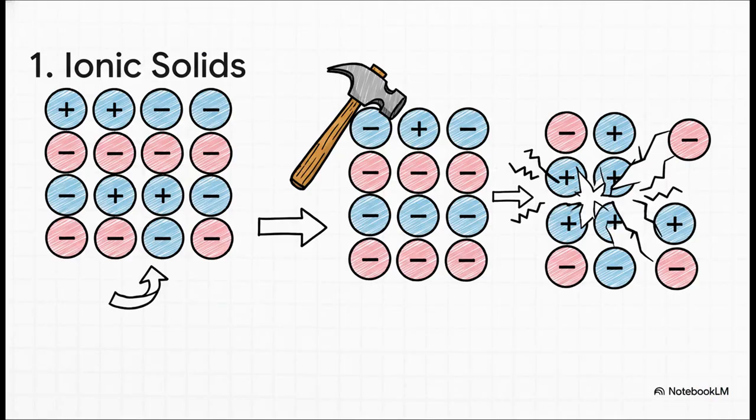First up are ionic solids, and our friend table salt is the perfect example. Here, the building blocks are positive and negative ions, and they're held together by a really powerful electrostatic attraction. Seriously, think of it as super strong static cling. This makes them hard and gives them a high melting point, but it also makes them brittle. If you hit them and shift the layers just a little bit, suddenly positive ions are next to positive ions, and they repel each other, shattering the crystal.